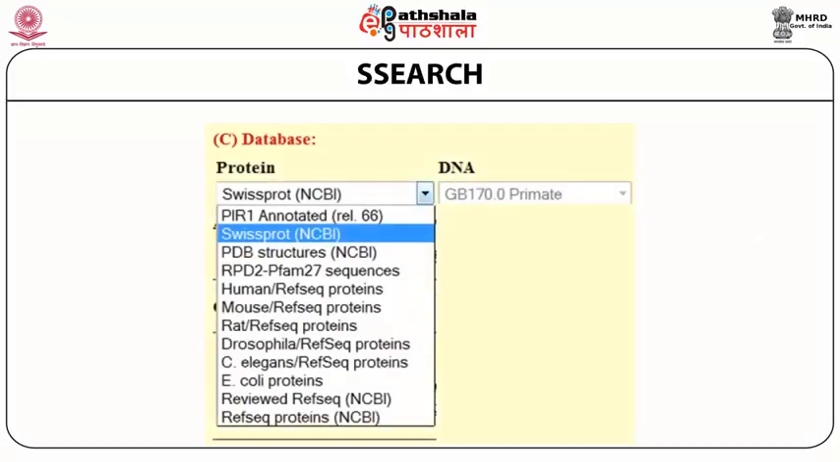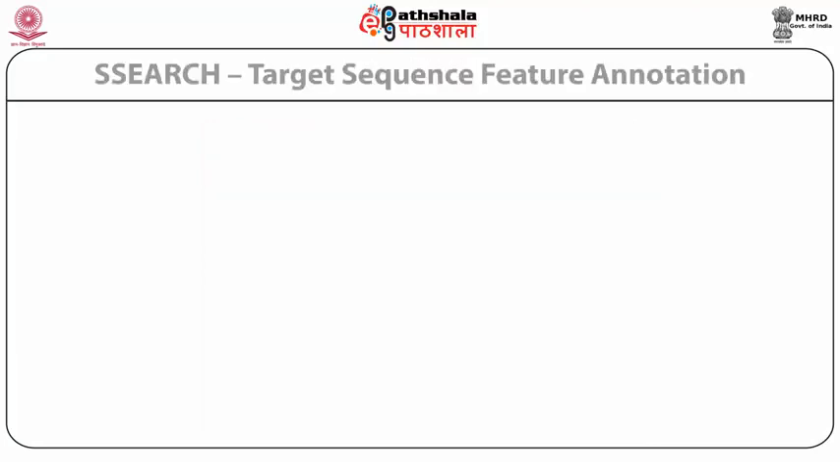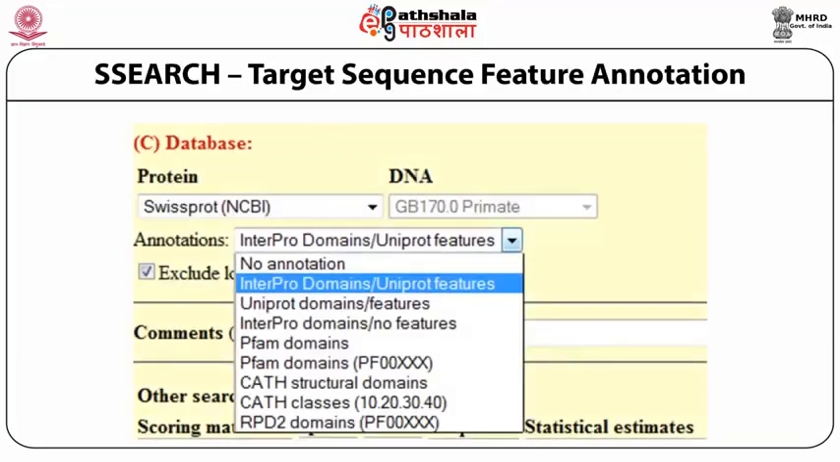Section C allows the user to choose the database for search. In the present example, we are using a protein database. Therefore, choose SwissProt NCBI. In addition, Section C allows annotation of database sequences which are searched from UniProt, InterPro, or PFAM. The annotation features such as location of active sites and domain boundaries are displayed in the final alignment.